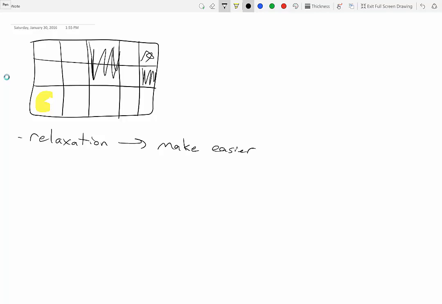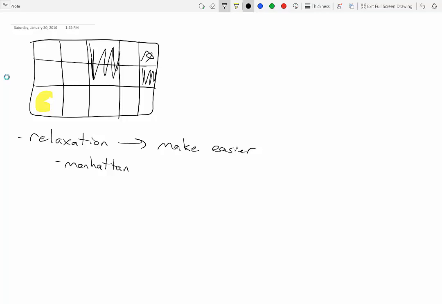So for Pac-Man, the easiest one would be removing the walls. So if you remove the walls, what's your heuristic for getting from Pac-Man to the star? Well, that's going to be the Manhattan distance. So that's probably the first example that you've seen.